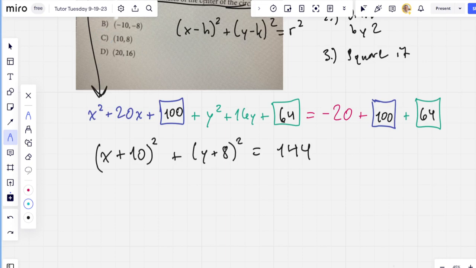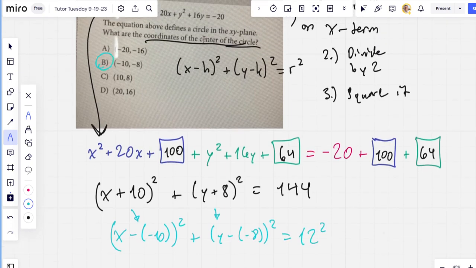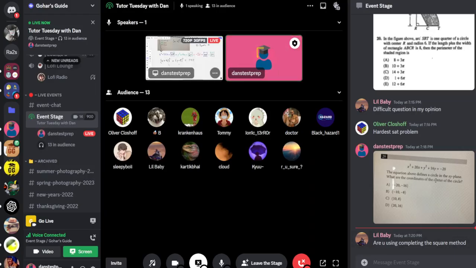Since it's x minus h squared, it's going to be x minus negative 10 squared, actually, and this is y minus negative 8 squared equals 12 squared. That's the standard form, and that would make our center choice B, which is negative 10, negative 8. I think that one should be clear.